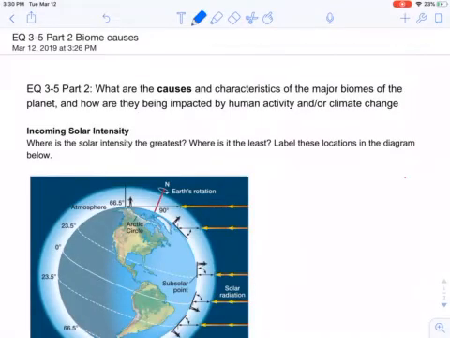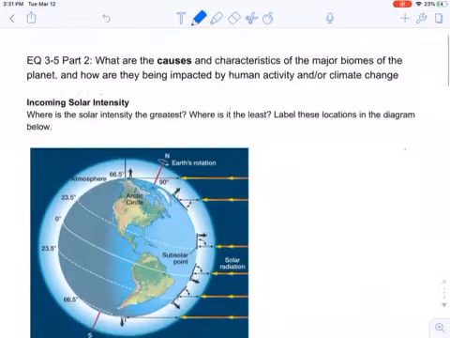This is part 2 of EQ 3-5. We're going to be looking at what are the causes of the major biomes on the planet. Previously you looked at what are the characteristics of them. Now we're trying to look at the reasons why they are and where they are.